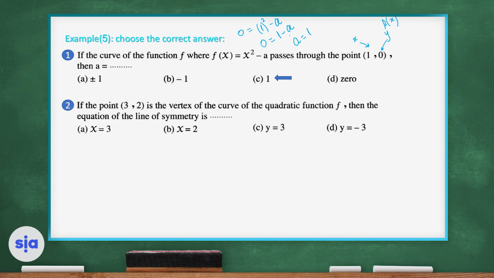Question 2. If the point (3, 2) is the vertex of the curve of the quadratic function f, then the equation of the line of symmetry is, as we said, the equation of the line of symmetry, or the axis of symmetry, we get it from the x part of the vertex. So the x part of the vertex is 3, so here the equation of the axis of symmetry is x equals 3.